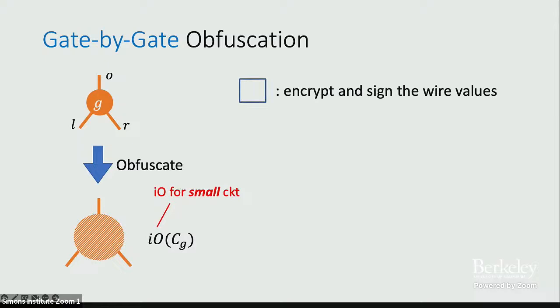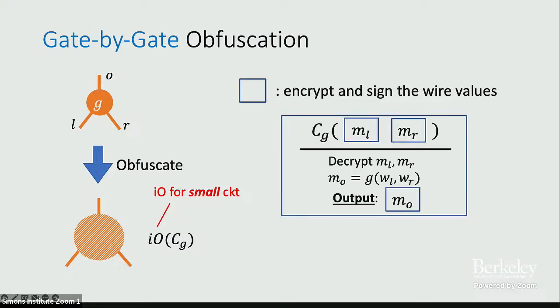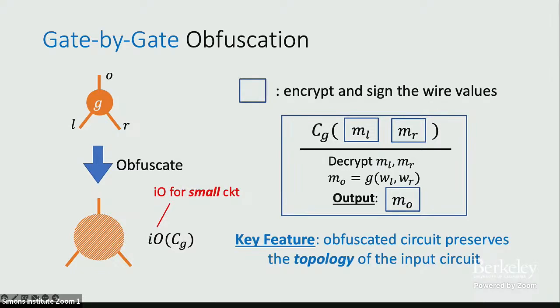And to achieve this, we are going to use some encryption algorithm and authentication mechanism to sign the wire values and encrypt them. So the circuit CG will take the ciphertexts of its two input wires as input, and it will internally decrypt those ciphertexts, do the computation for this gate G, and output an encryption of the output wire. The main advantage of this gate-by-gate obfuscation template is that it can preserve the topology of the input circuit.